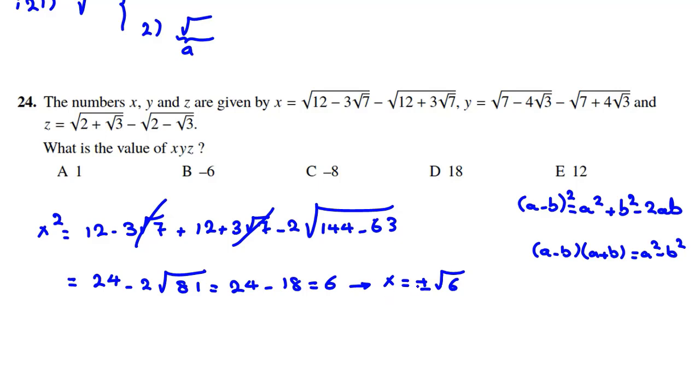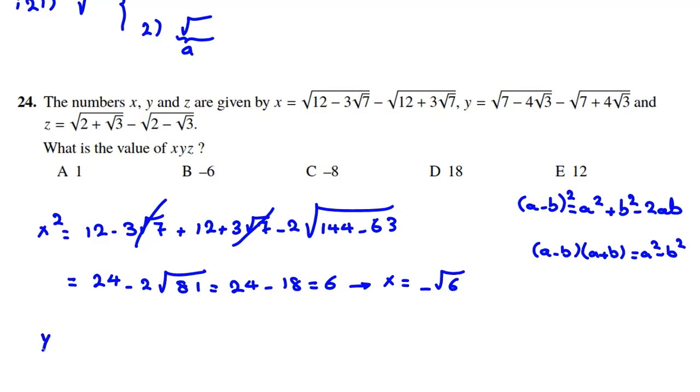But how can we understand that it is plus root 6 or minus root 6? Can you tell me? Pause the video and try on your own. Look, x is this minus this. Which one is greater? Obviously this one. So it is negative. So we can conclude x is negative root 6.